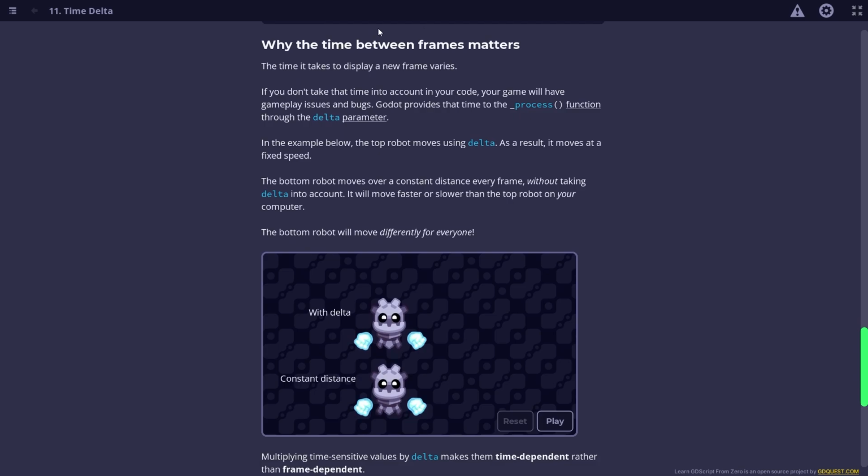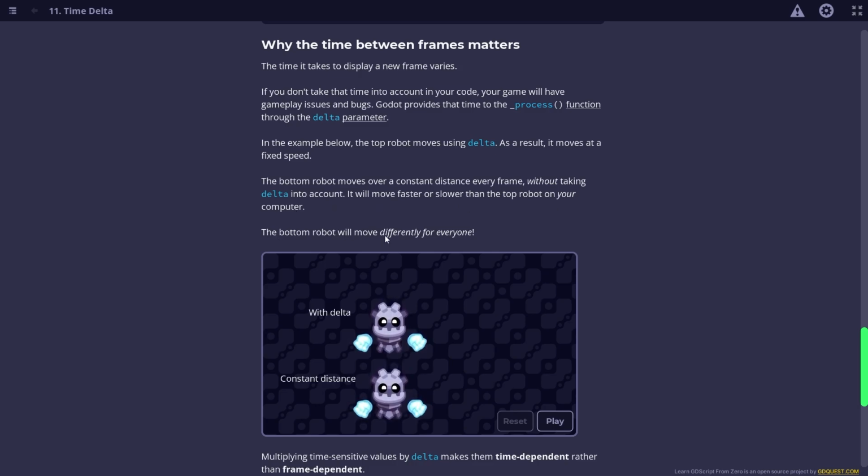Why the time between frames matters: the time it takes to display a new frame varies. True. If we don't take that time into account in our code, our game will have gameplay issues and bugs. Also true. Godot provides that time to the process function through the delta parameter. In the example below, the top robot moves using delta. As a result, it moves at a fixed speed. The bottom robot moves over a constant distance every time without taking delta into account. It will move faster or slower than the top robot on our computer.